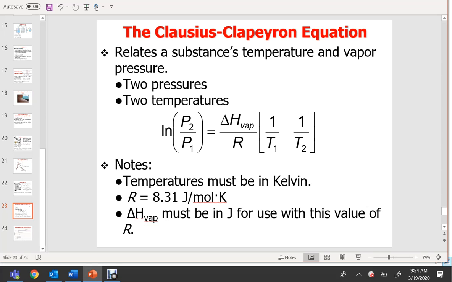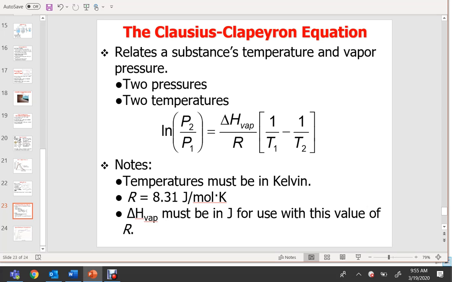Then, if we know the pressure that a high pressure cooker can reach, then we know P2. From this equation, we can calculate T2, which is the boiling point of water under P2 pressure. And T2 is generally higher than 100 Celsius degree in this case.